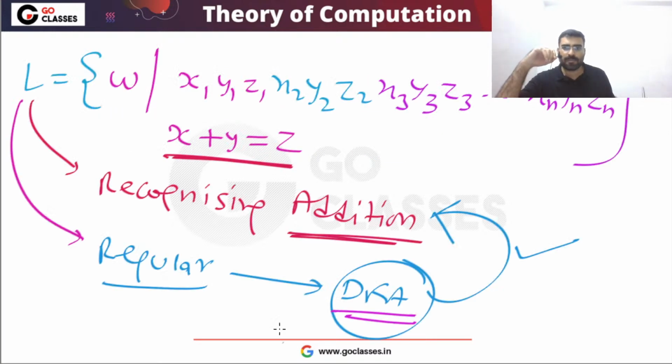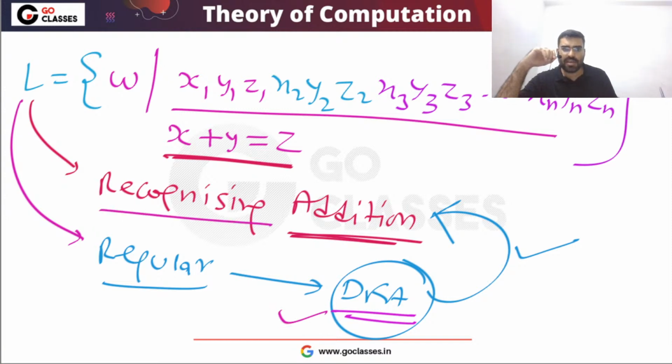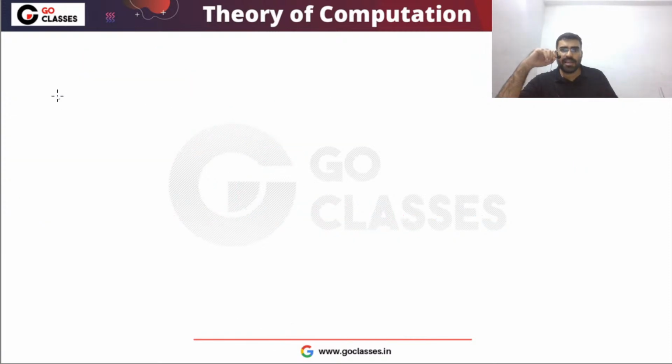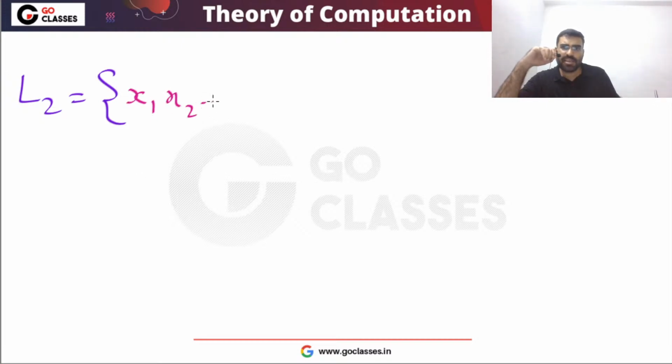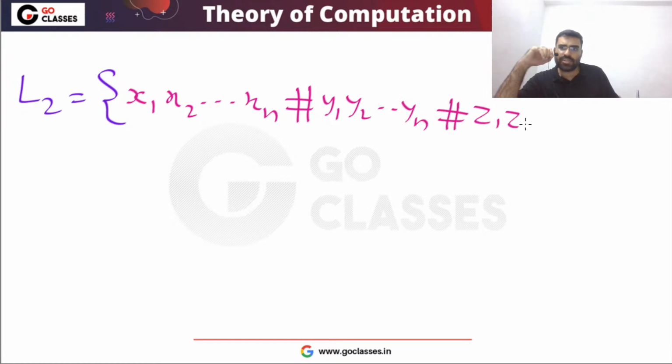Let me give you one more thing. You can notice this language, and in this language we have a DFA which is recognizing addition. Let me give you another language, and this language is like this: x1, x2, ..., xn hash y1, y2, ..., yn hash z1, z2, ..., zn, such that x plus y equal to z.